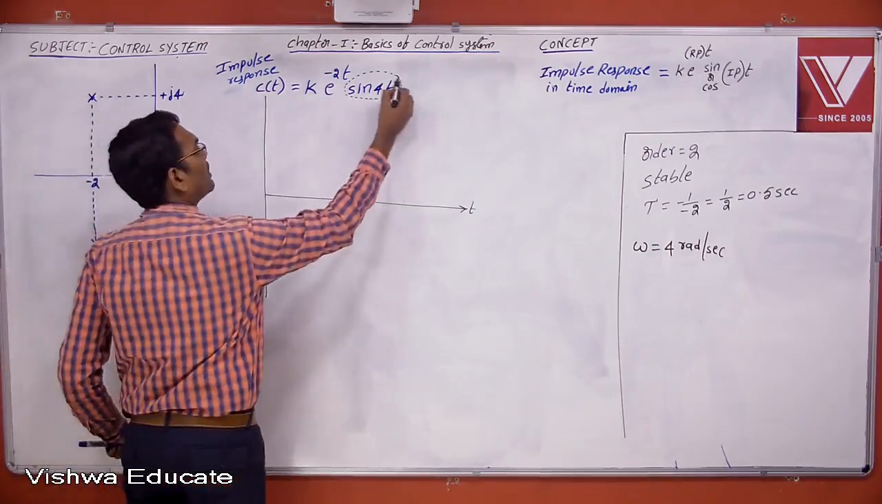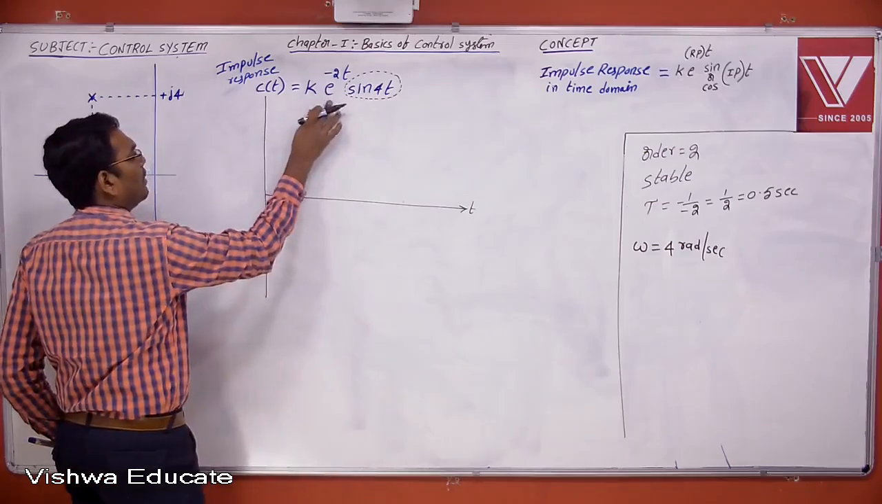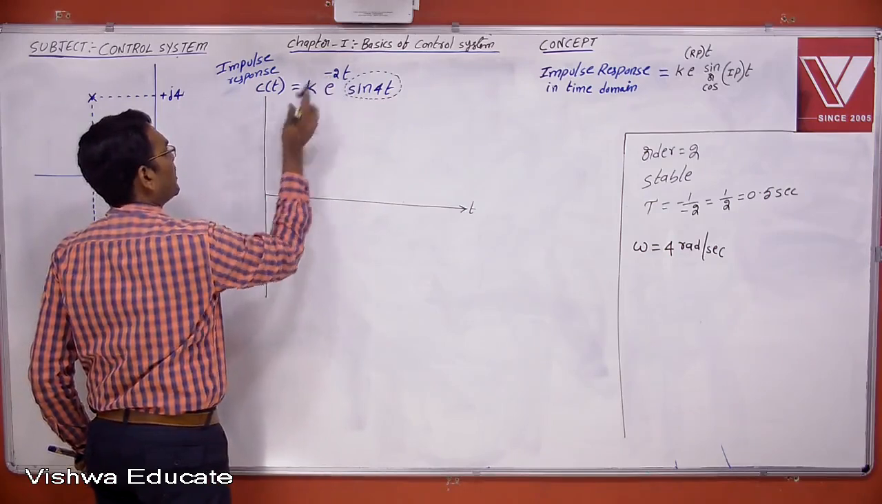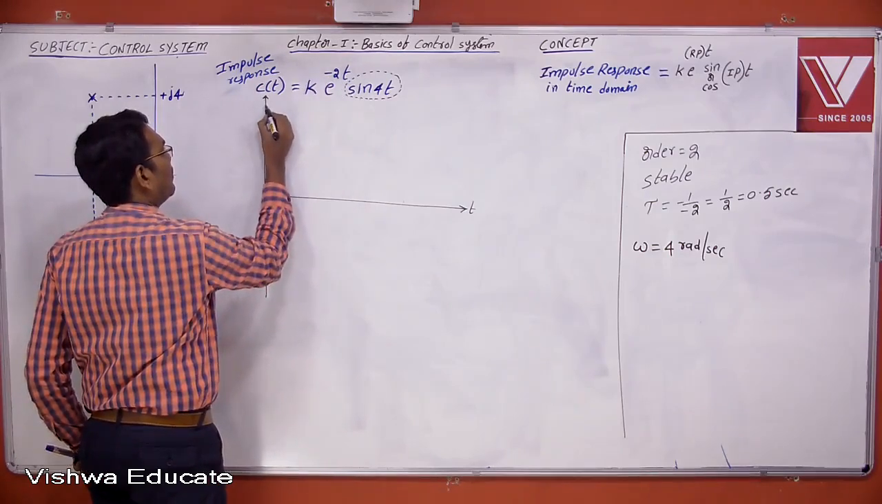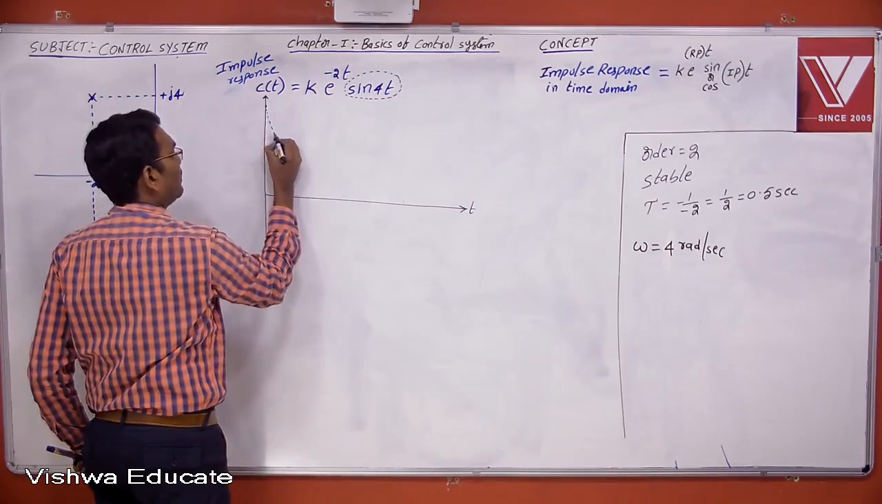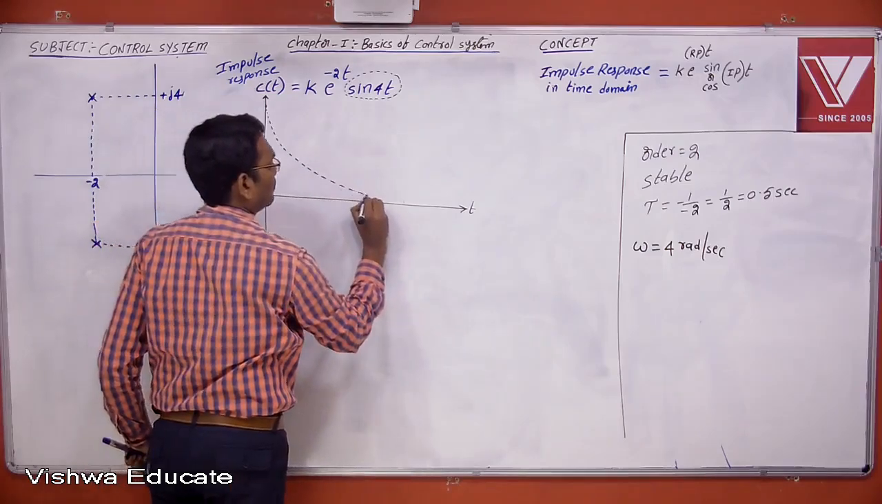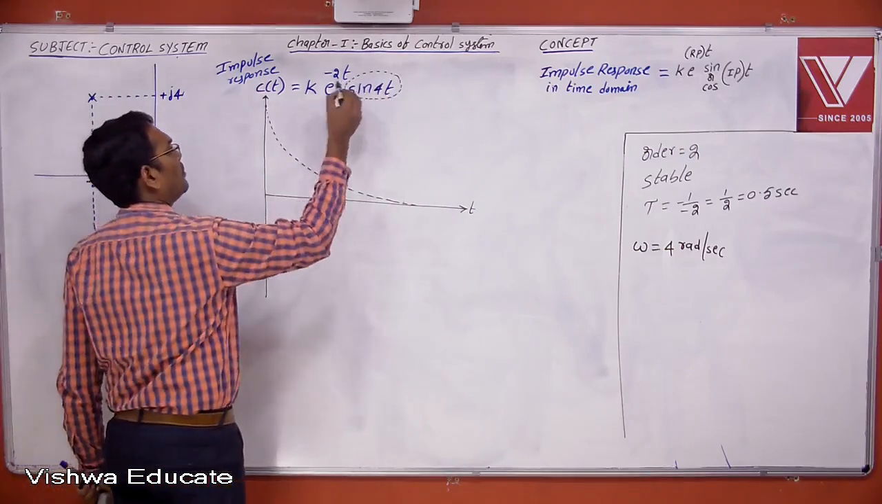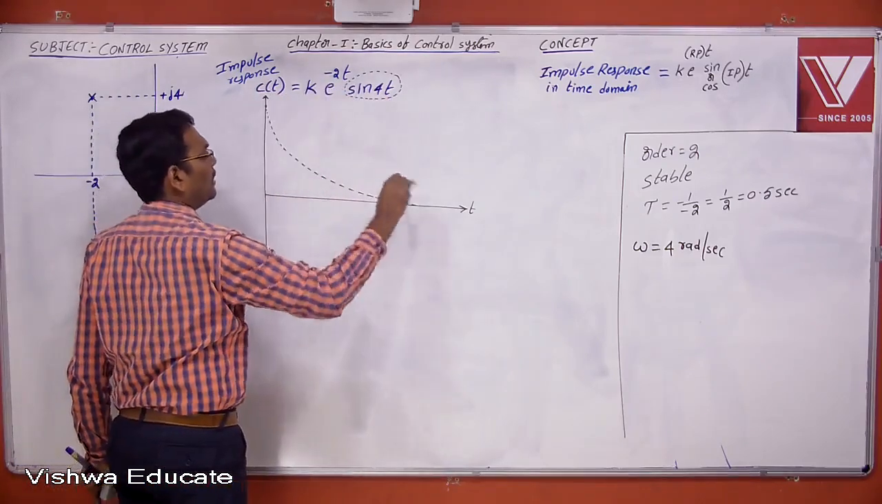Now forget about the sine and cos. First you draw the response of the remaining term. Now what is the response of the remaining term? The remaining term is the exponential term, therefore exponentially decaying. Forget about this sine or cos term. Now this is exponentially decaying.